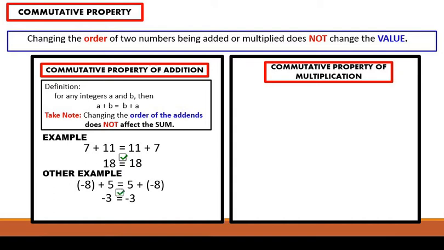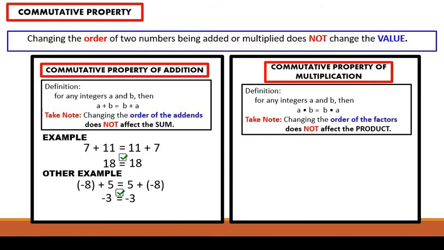In multiplication, it's also the same. Changing the order of the factors does not affect the product. Let's see the example. That is 6 times 4. If we multiply 6 times 4, that is 24. So, let's interchange. Let's make it 4 times 6. Does it change the product? Of course not. It's still 24. Okay? So that's the concept of commutative.